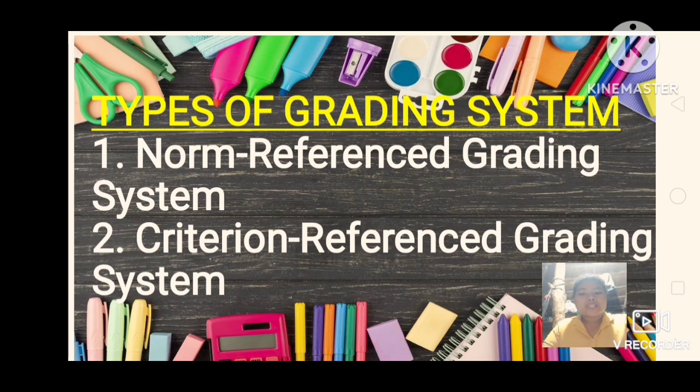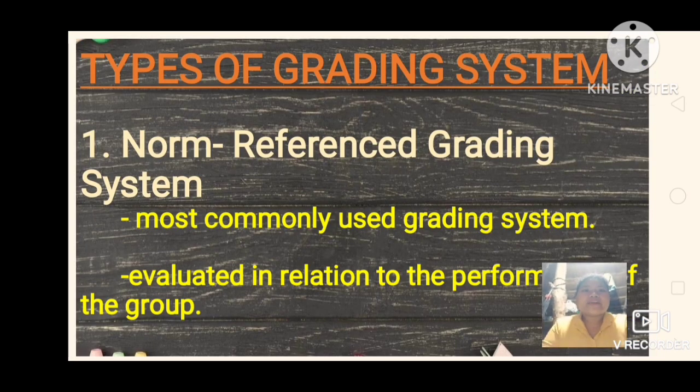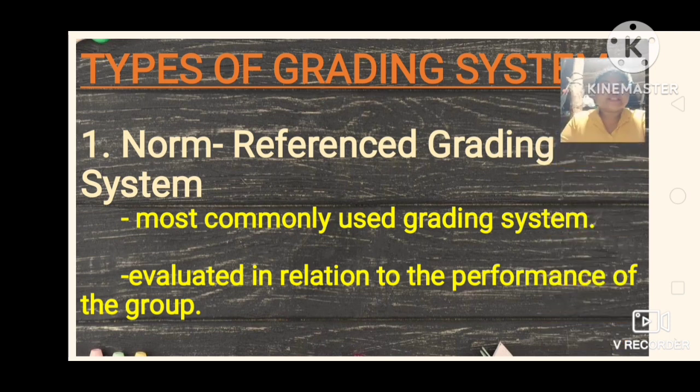There are two types of grading systems used at the university level: the norm reference and the criterion reference. The first one is the norm reference grading system. It is the most commonly used grading system, and grades are evaluated in relation to the performance of the group. For example, a grade of 80 is the average grade, or one where a student performed better than 80% of the class.